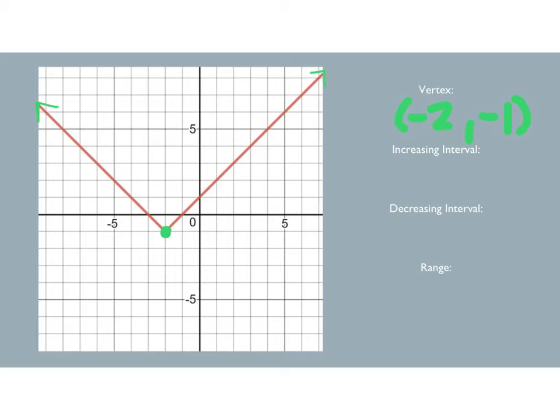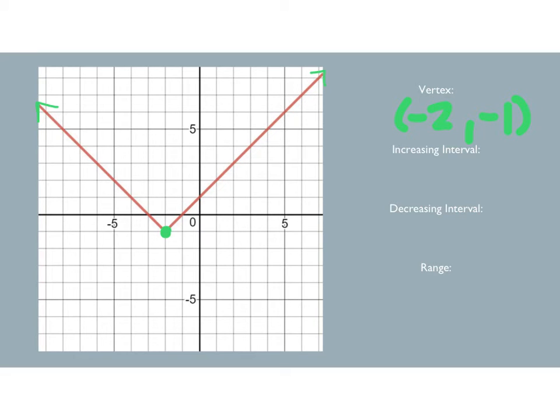So since the first part of the graph is decreasing, we're going to write the decreasing interval first. So decreasing is anywhere the graph is running downhill. And when you're stating increasing and decreasing intervals, you're telling me the x values where that word is true. The very important piece is it's the x values where that is true.